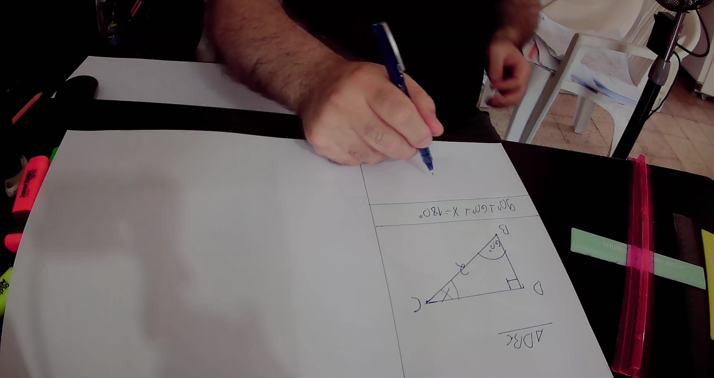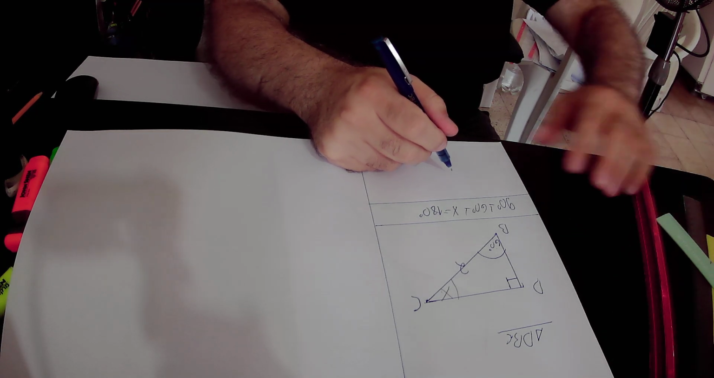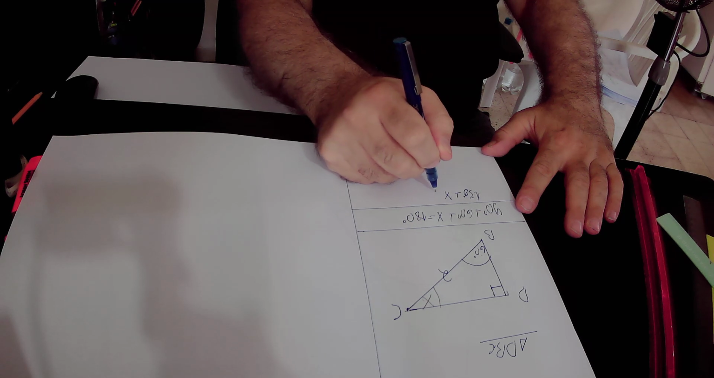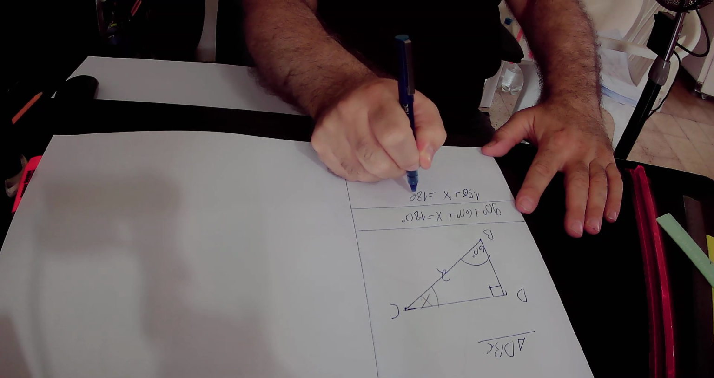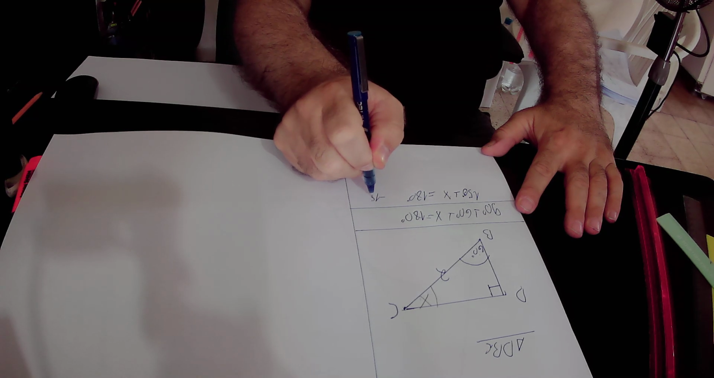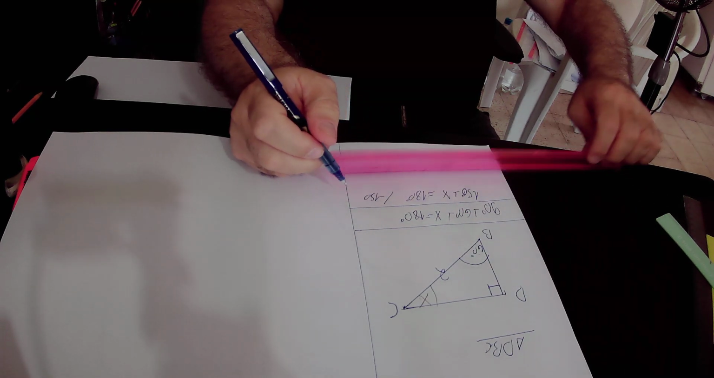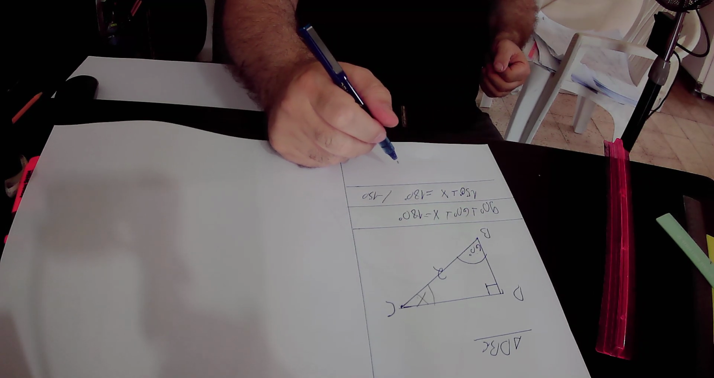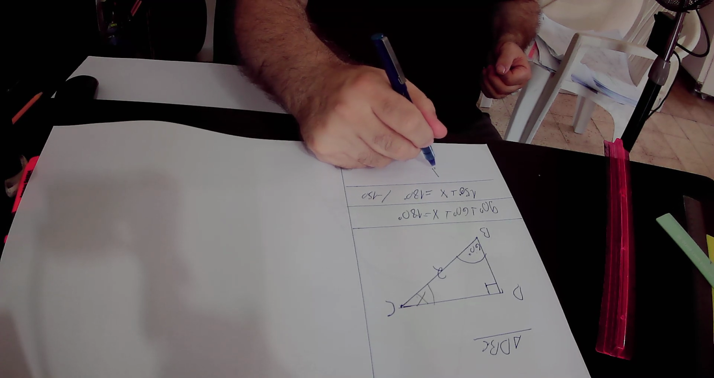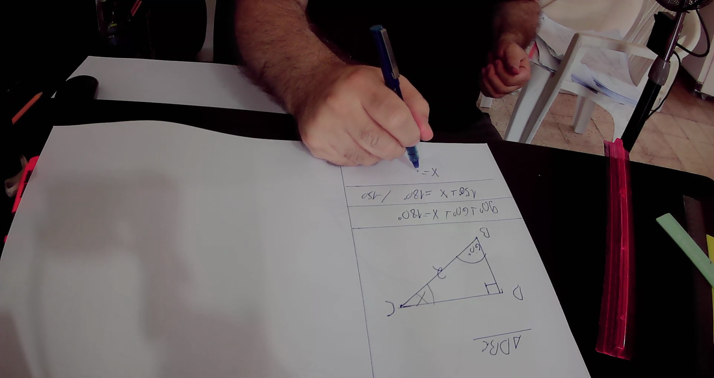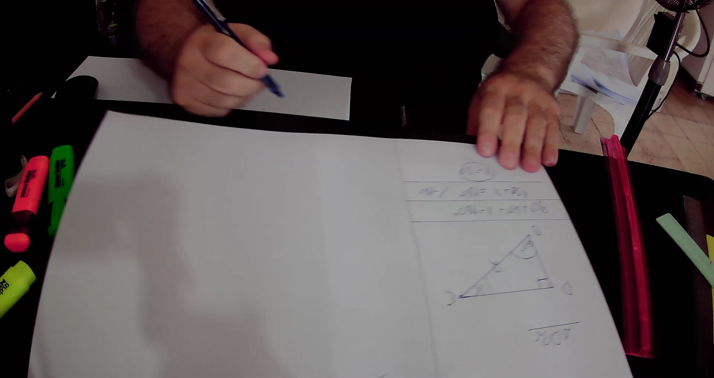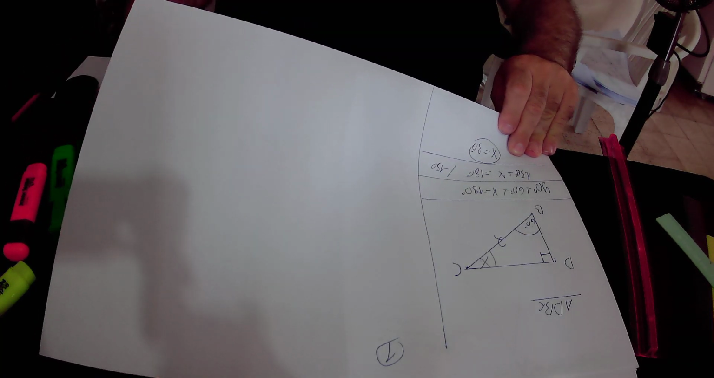90 degrees plus 60 degrees is 150 degrees, so I write it down: 150 degrees plus angle X, in total, must be equal to 180 degrees. Here we'll subtract 150 degrees from this equation, and we'll get that angle X equals 180 degrees minus 150 degrees, which is equal to 30 degrees. So I found out that the missing angle X is equal to 30 degrees.